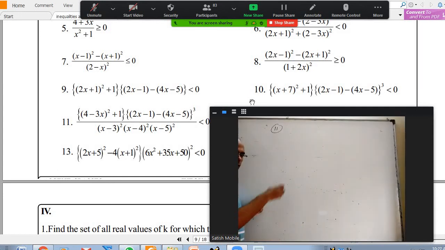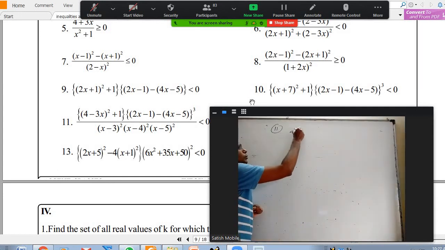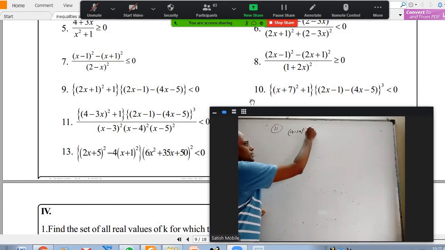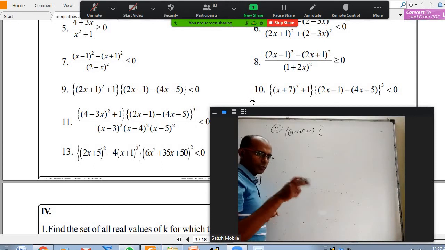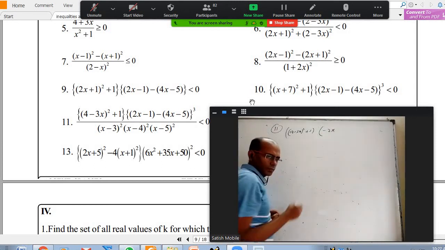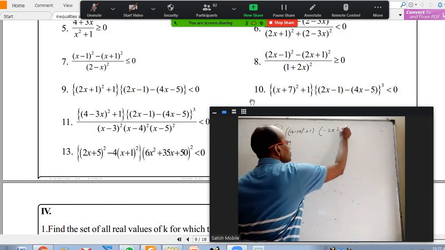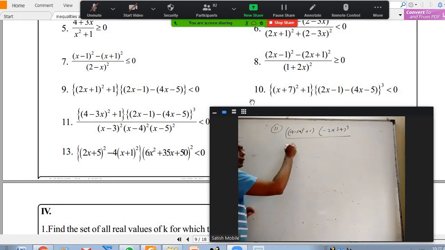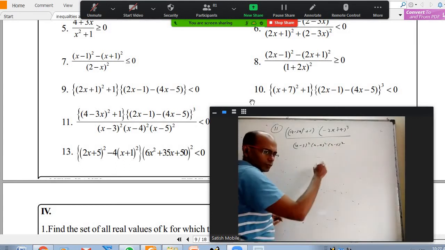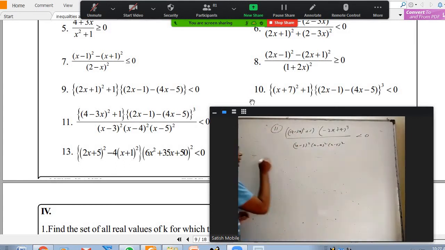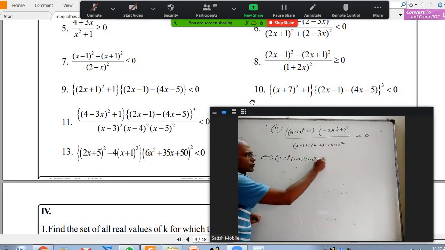So the question is (4 minus 3x) whole square plus 1. This inside linear expression, I want to simplify. 2x minus 4x is minus 2x. Minus 1 plus 5 is plus 4, whole cube. And (x minus 3) whole square into (x minus 4) whole square into (x minus 5) whole square should be less than 0. So what I should do from here is that the denominator should not be 0. So I should write (x minus 3) whole square into (x minus 4) whole square into (x minus 5) whole square should not be 0.